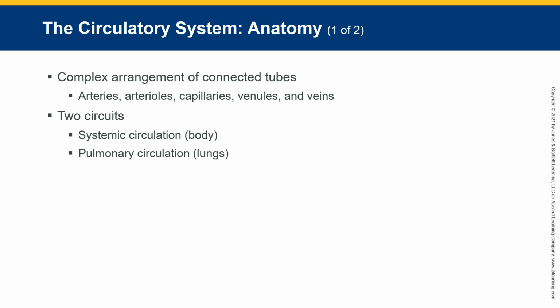Circulatory system. Your complex arrangement of connected tubes. You have your pump, your heart, and your tubing, your arteries and veins. You've got your arteries, your arterioles, your capillaries, your venules, and your veins. You have two circuits: your systemic circulation and your pulmonary circulation. Pulmonary covers the lungs, and systemic covers the body.